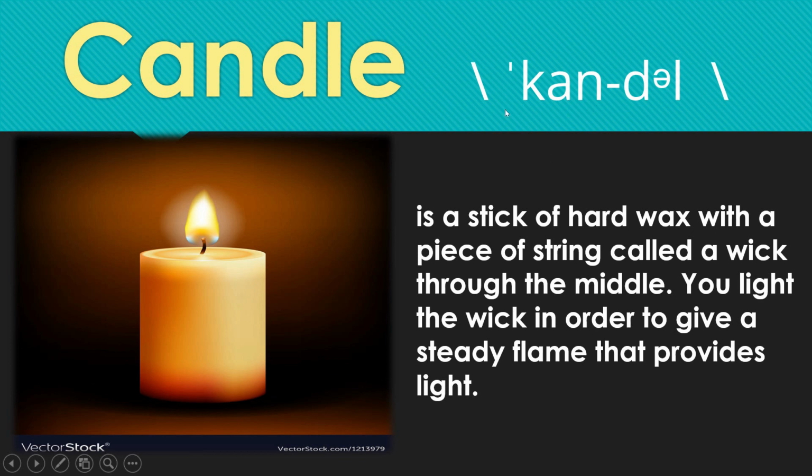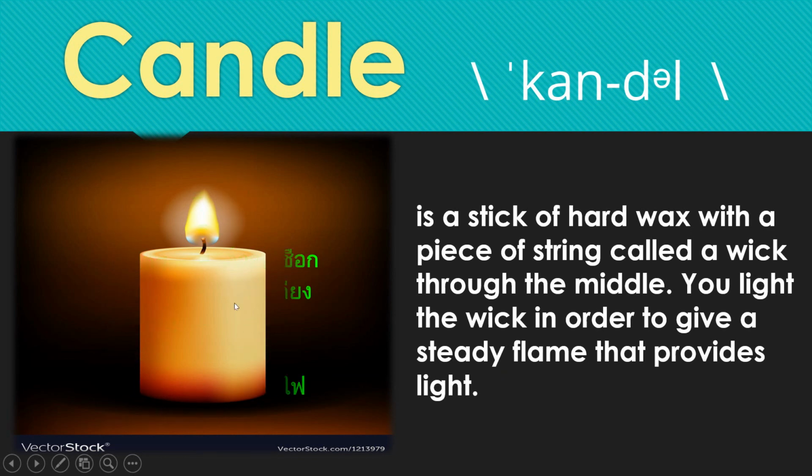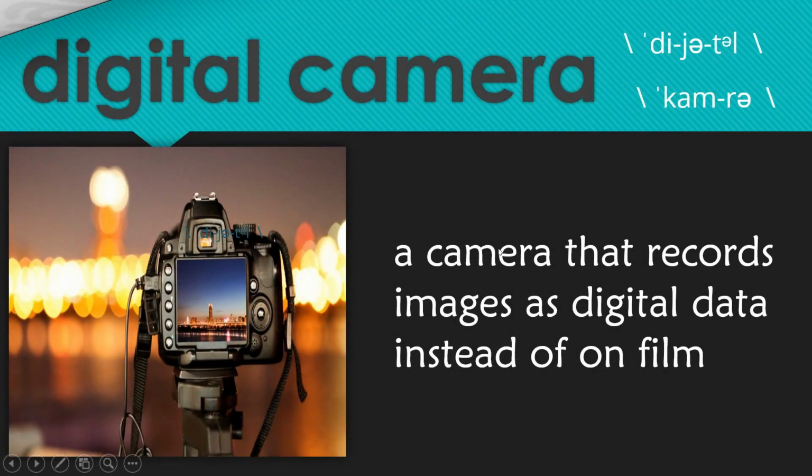Alright, next we have candle. Okay, everybody say candle. Alright, what is a candle? A candle is a stick of hard wax with a piece of string called a wick through the middle. You light the wick in order to give a steady flame that provides light. So this is the wax and this is the wick. Alright, everybody say candle. Spell the word candle. C-A-N-D-L-E. Candle.